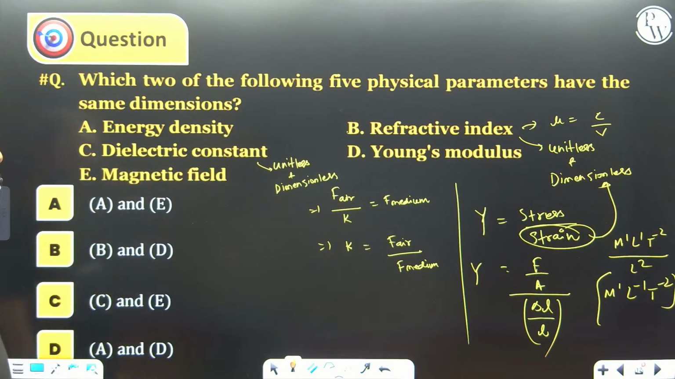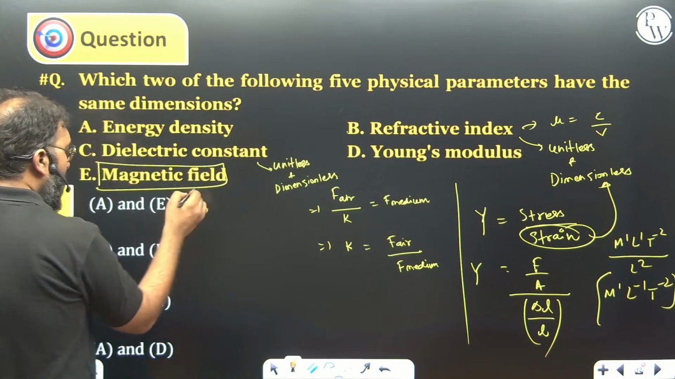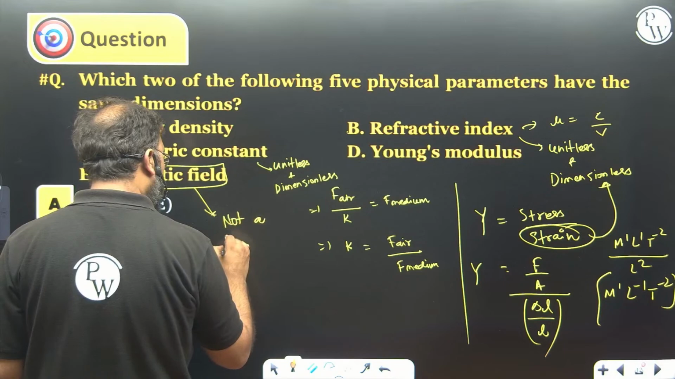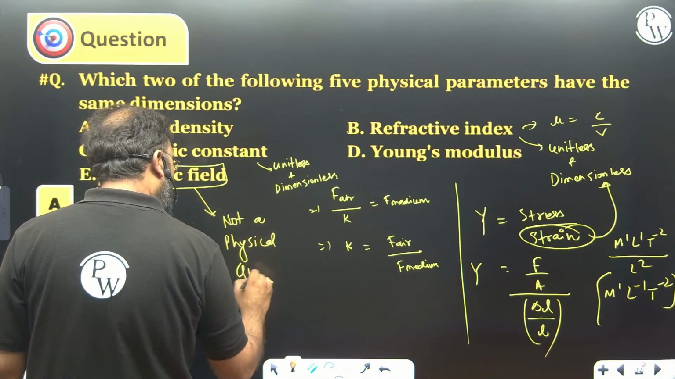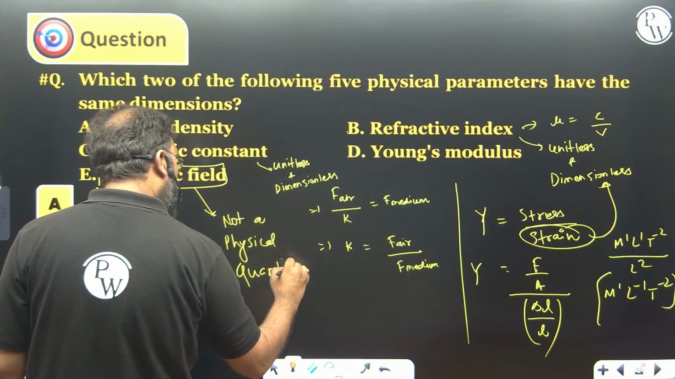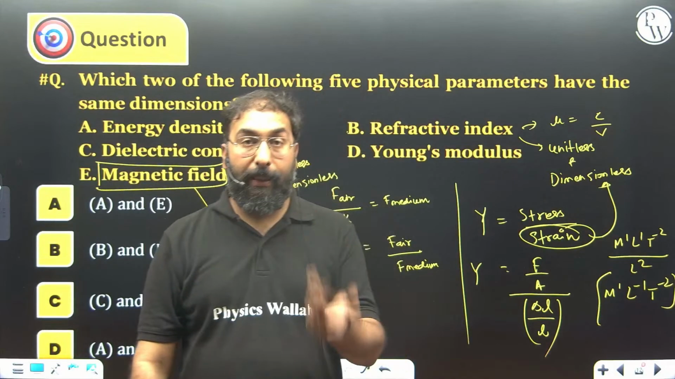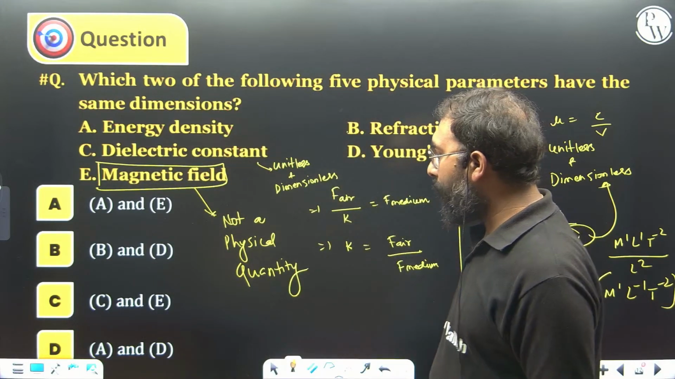Magnetic field. So magnetic field is not a physical quantity, okay? Understanding this point? Magnetic field is not a physical quantity. Magnetic field intensity is a physical quantity, okay?